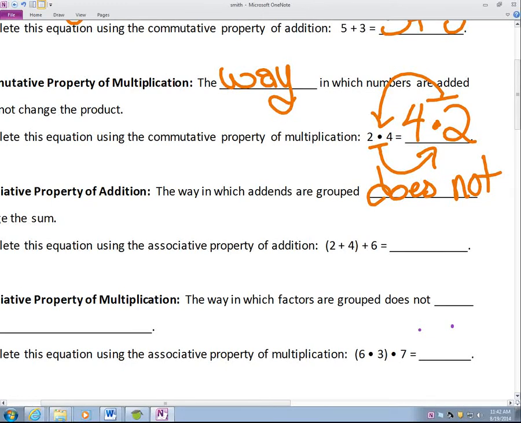As I go get something out next door, see if you can figure out what that one might be. Complete the equation using the associative property of addition. Think about the commutative property of addition, and think about what it said: how the way that they are grouped does not change the sum. Be right back.